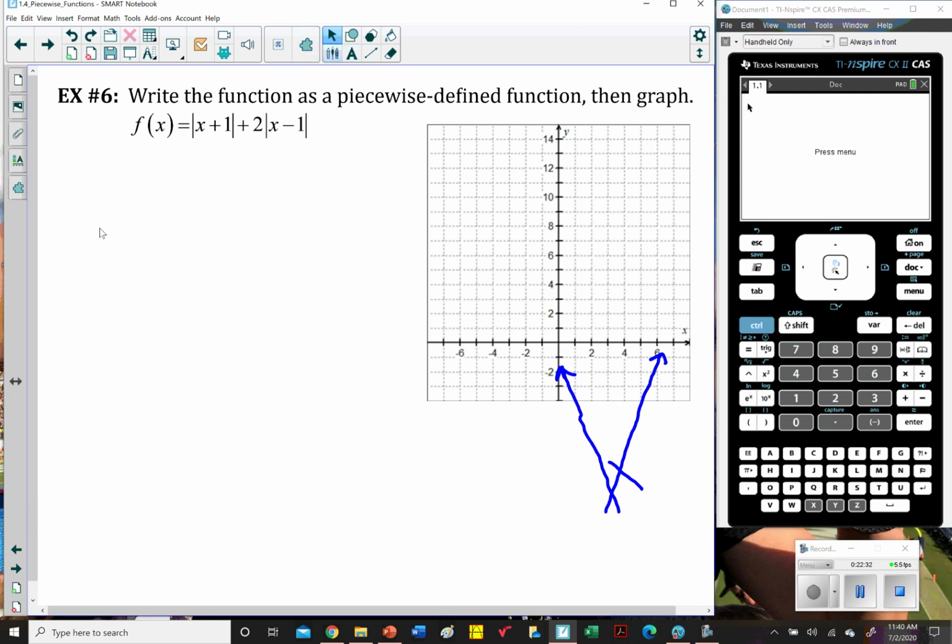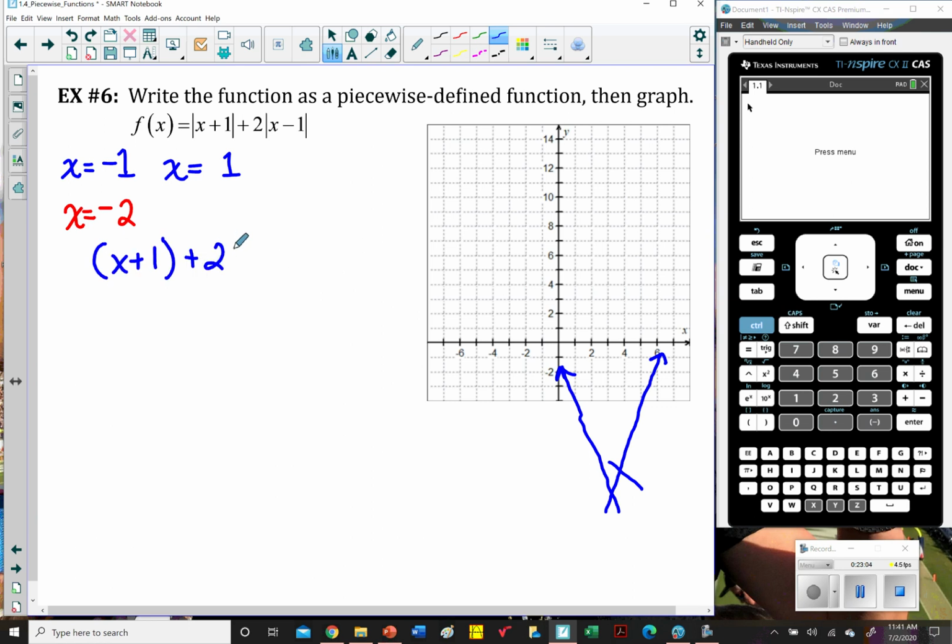Okay, this one I ended up with 3 zeros, 1 zero at negative 2, and I'm sorry, 1 zero at negative 1, and 1 zero at positive 1. And I needed to test 3 numbers. So those were my 2 zeros for this argument and this argument. I tested negative 2 into the expression x plus 1 plus 2 times x minus 1, and my results were negative and negative.